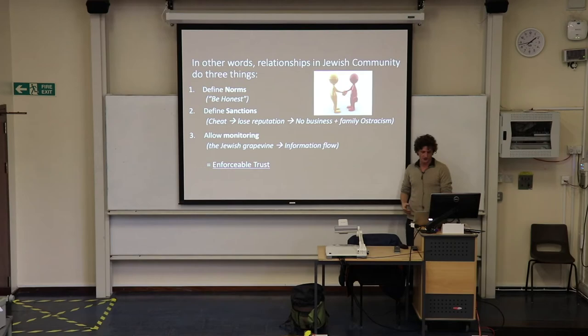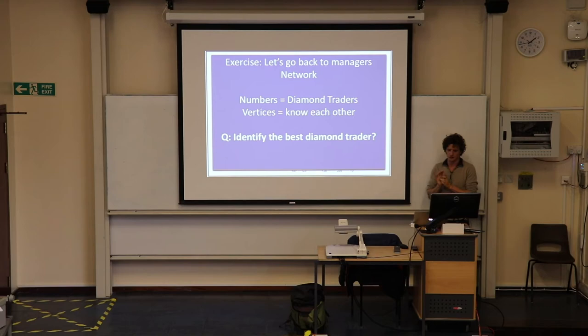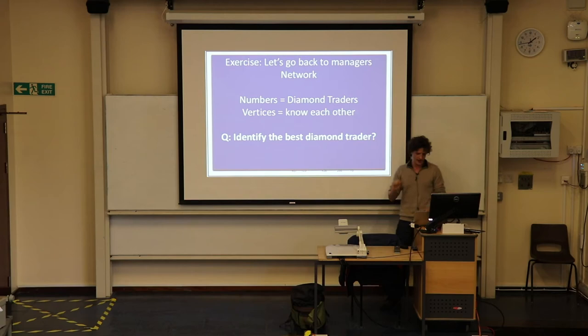Now, let's go back to the diagram I showed you before, right? Our last exercise for the day. This time I think I'm serious. Only this time, the numbers refer to diamond traders, not to managers, and the vertices refer to who knows each other. Again, who knows each other. Identify who you think would be the best diamond trader, the one who's most likely to get business, who's most likely to have credit, whose promise of future payment is most likely to be believed or accepted.